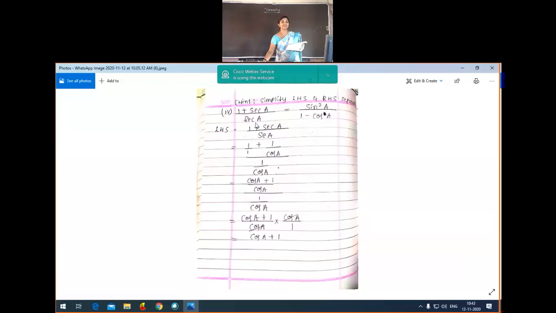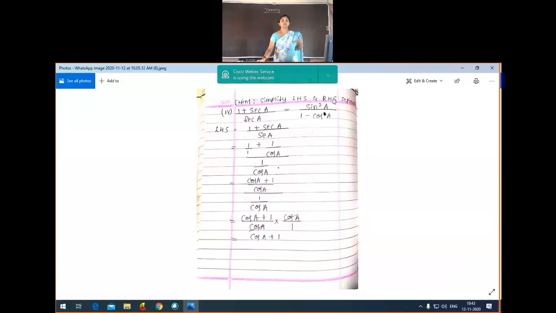1 plus secant A divided by sec A is equal to sin square A divided by 1 minus cos A. So they have given one hint in the fourth problem: simplify LHS and RHS separately. If this type of hint is given, you cannot match LHS to RHS. First you have to solve LHS once, then RHS once. You can identify that LHS value and RHS value both are equal.